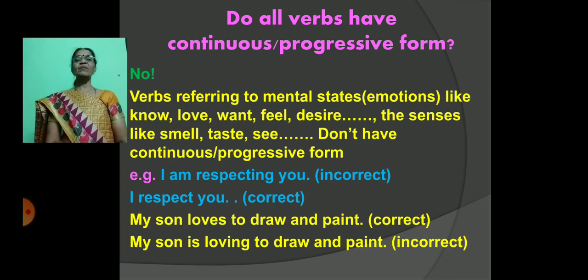For example, I am respecting you. It's an incorrect sentence. So what's the correct sentence? I respect you. This is how you have to use it. My son loves to draw and paint. Don't say, my son is loving to draw and paint. That would be an incorrect sentence. I smell something burning. So this is how we use it.